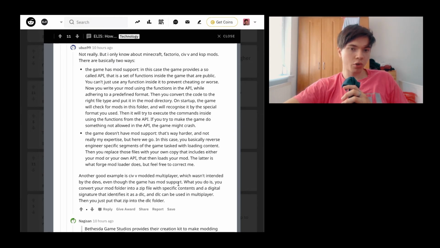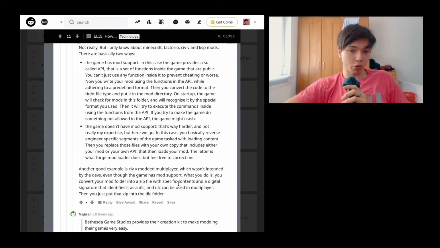Then you convert the code to the right file type and put it in the mod directory. On startup, the game will check for mods in this folder and will recognize it by the special format you used. Then it will try to execute the commands inside using the functions from the API. If you try to make the game do something not allowed in the API, the game might crash. The game doesn't have mod support.